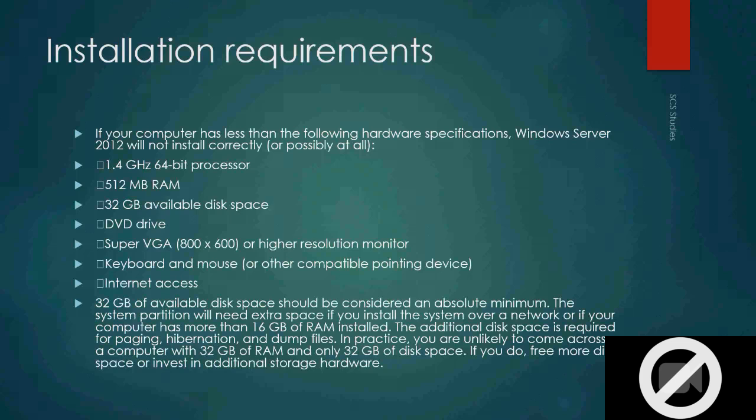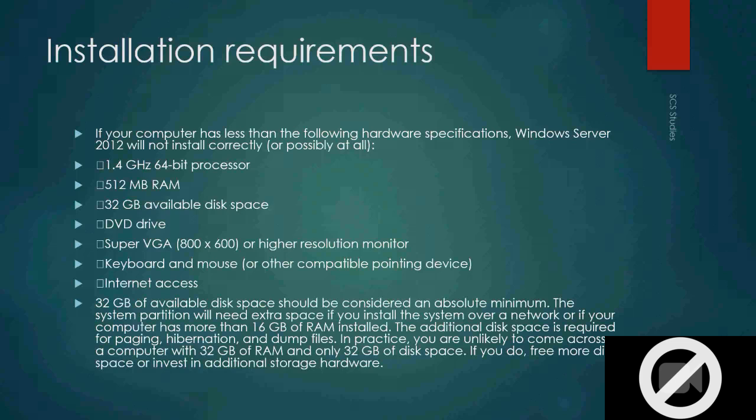A keyboard and mouse should be there. Otherwise you cannot input the password or anything else during the installation. And internet access is also a mandatory point to activate your server license, as well as to update the server. That means Windows Server patching is also a recommended thing. 32 GB of available disk space should be considered as the absolute minimum. That means this is the ultimate minimum disk required for Server 2012.